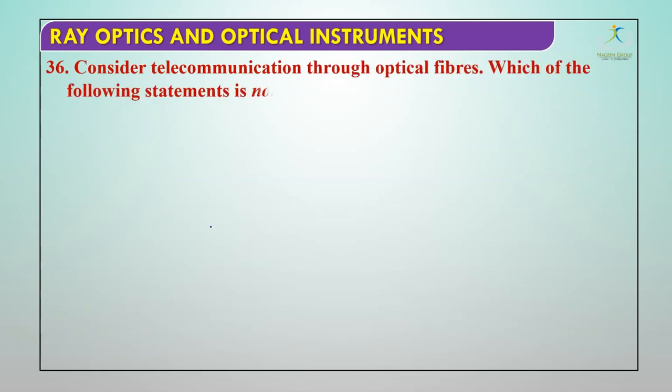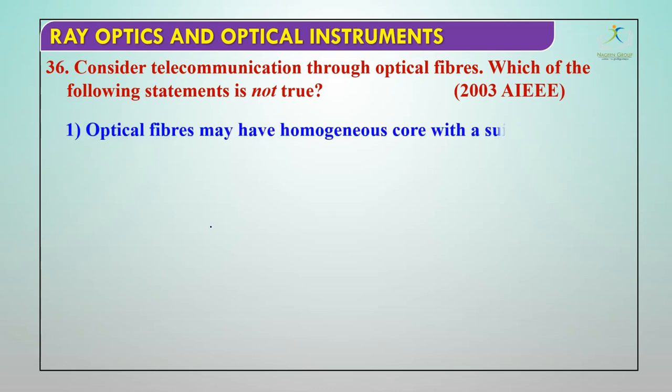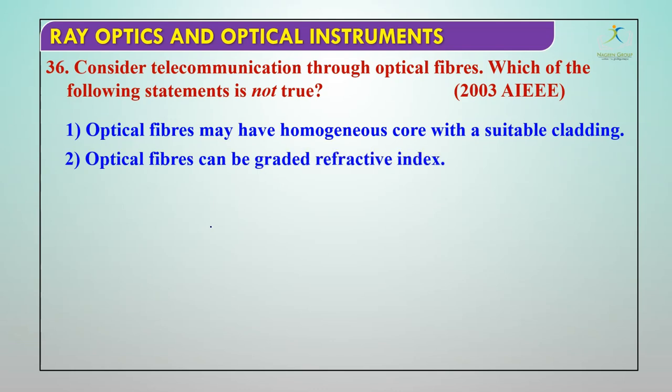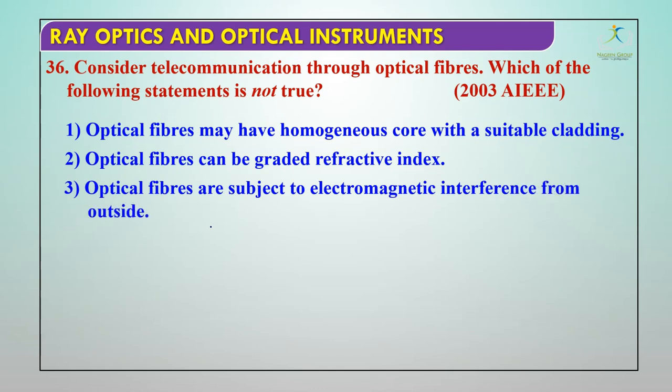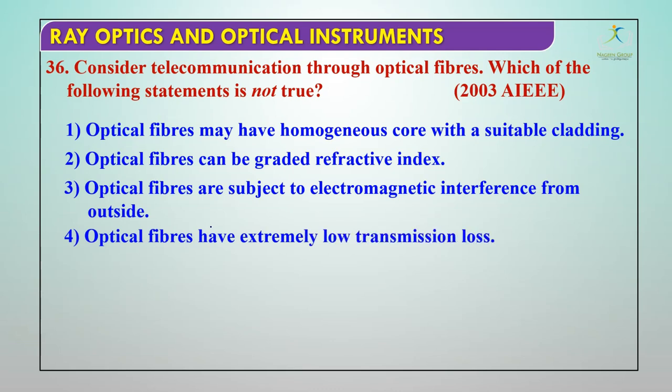Next question: consider telecommunication through optical fibers. Which of the following statements is not true? Optical fiber may have a homogeneous core with a suitable cladding. Optical fiber can be cladded with a different refractive index. Optical fibers are subject to electromagnetic interference from outside. Optical fibers have extremely low transmission loss. The third one is wrong because optical fibers are not subject to electromagnetic interference from outside.